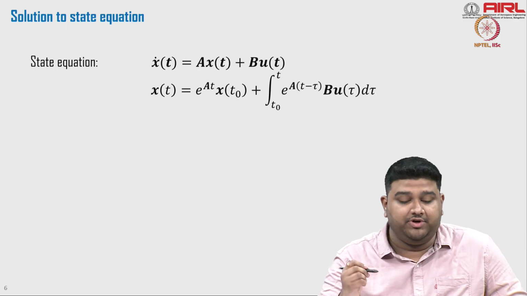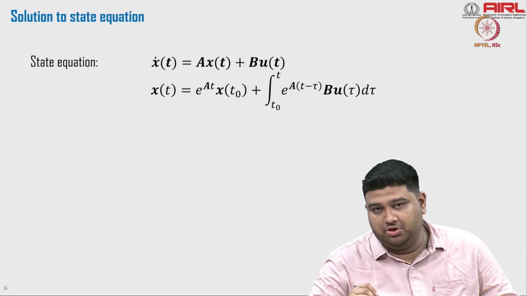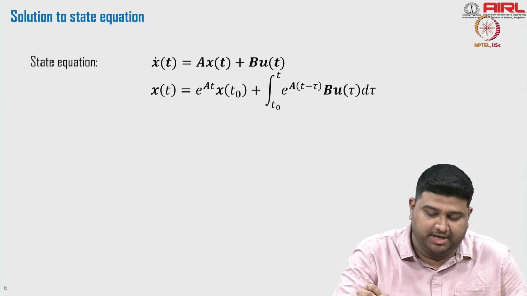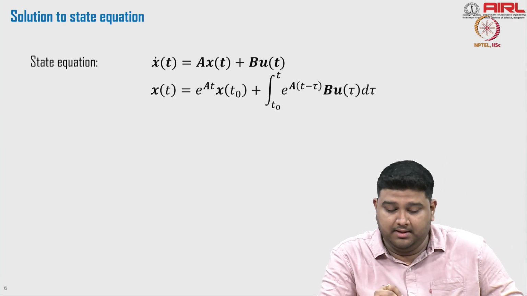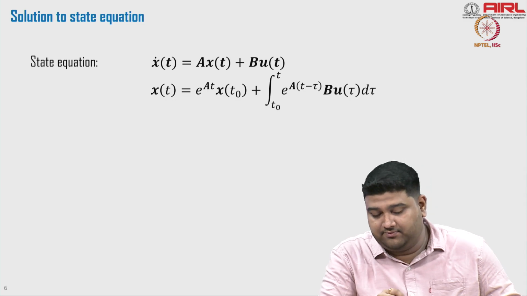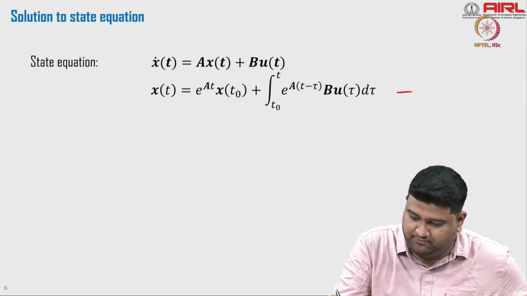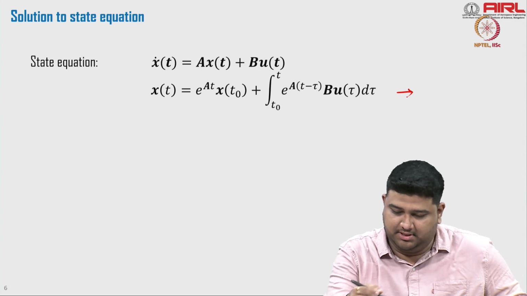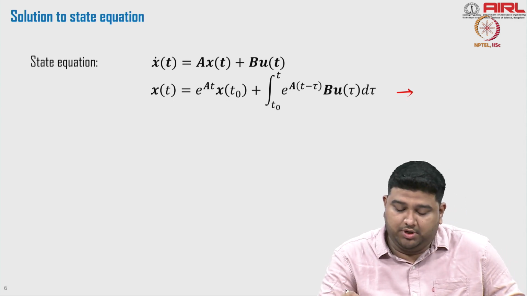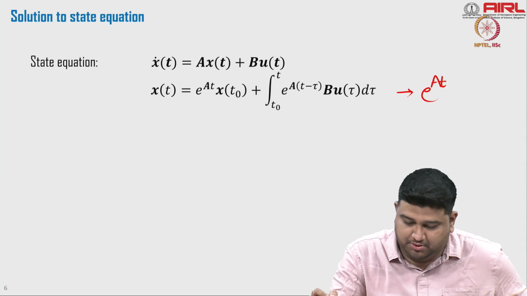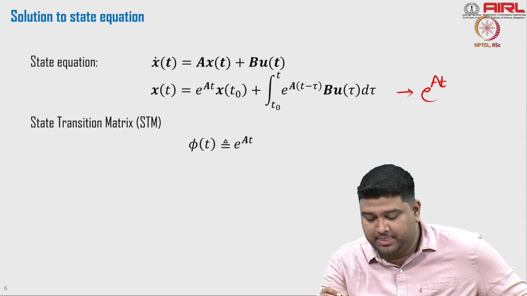And another concept we took a look at during the lectures was the solution to the state equation. Let's say we have a system which is defined by x dot equals Ax plus Bu, and now let's say x(t) is defined by this, the solution of the state equation. And now what do we do with it? If you notice, this has e power At. E power At, as we know, is the state transition matrix.